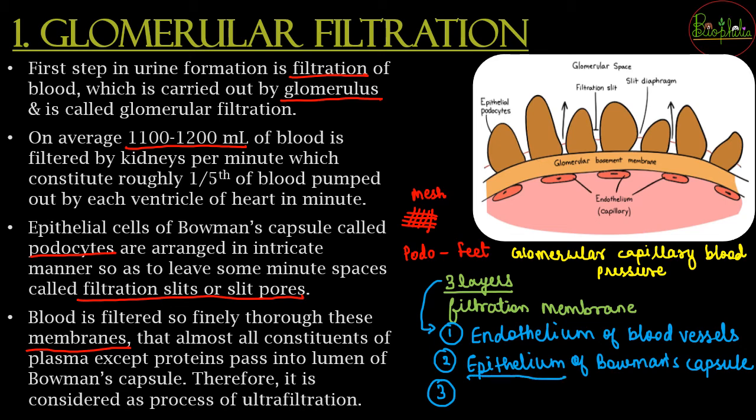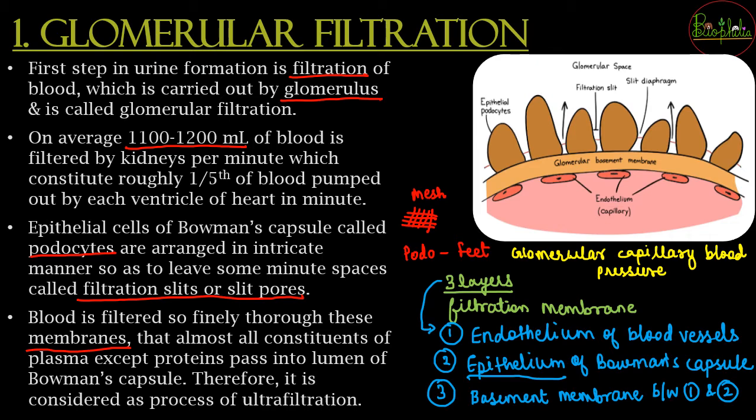And the third layer through which it will pass is very important to understand. Since there is epithelium, on what do epithelium cells lie down? They lie on the basement membrane. So since there is going to be epithelium, there needs to be a basement membrane as well. So there is going to be a basement membrane between layer 1 and layer 2. That is the making of the three layers of the filtration membrane.